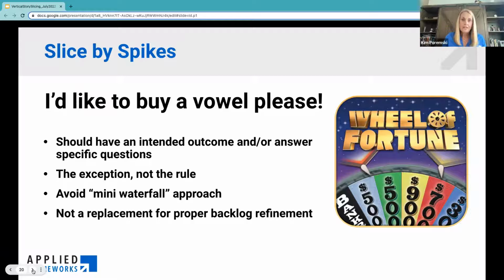So the analogy that I have heard from my colleague, Jason, is that it's like buying a vowel in Wheel of Fortune. So for those of you familiar with the game show, you know, when you spin the wheel and it lands on the dollar amount and you select a consonant to solve that puzzle, you're adding to your jackpot. But sometimes you just can't solve the puzzle until you know what some of those vowels are, and they cost money. So it's a trade-off decision. So you don't want to use a spike all the time. You only want to use them when you absolutely need to. So again, the exception and not the rule, but sometimes a spike does make sense.